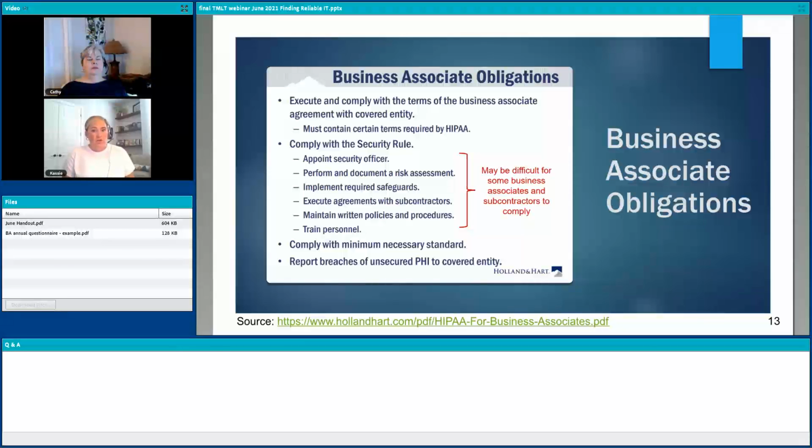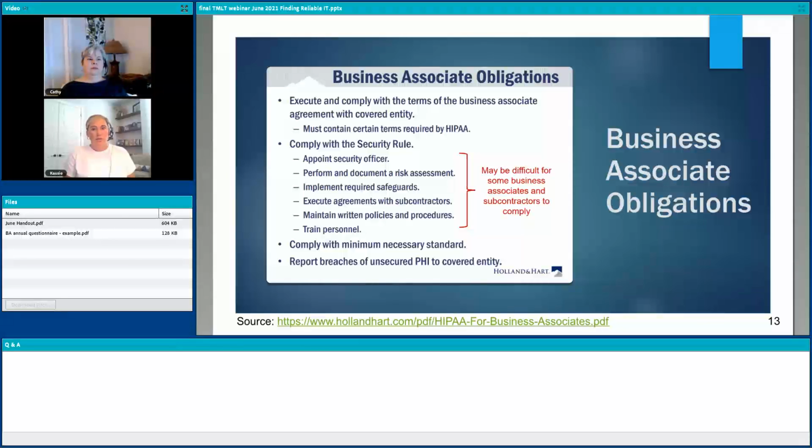But just to give you the basics of a business associate obligation here, they should be able to execute and comply with the terms of the business associate agreement that you have in place, and it must contain terms required by HIPAA, and then also comply with the security rule. We mentioned this earlier, asking if they have a security officer. Have they done a risk assessment? Have they implemented safeguards? Do they have subcontractors that they're working with that would impact your practice as well?